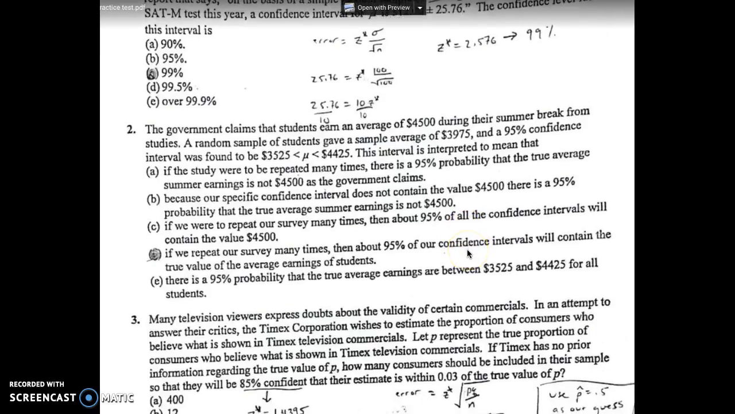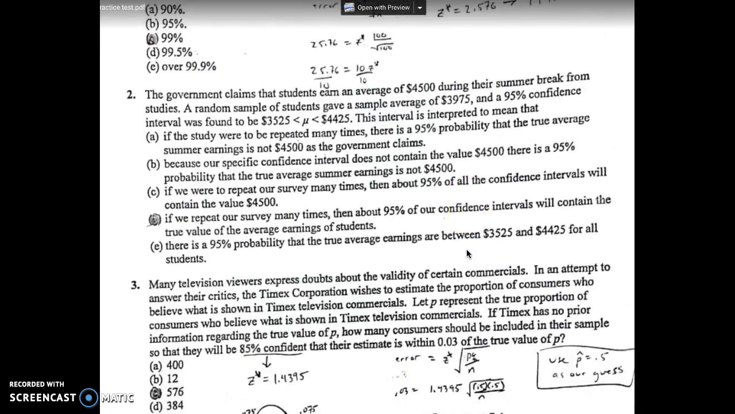Question 2. The government claims that students earn an average of $4,500 during their spring break from studies. A random sample of students gave a sample average of 3,975 and a 95% confidence interval was found to be 35.25 less than mu less than 44.25, meaning that the mean is between 35.25 and 44.25. This interval is interpreted to mean that what?